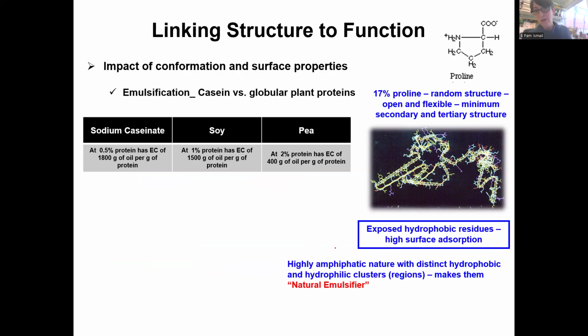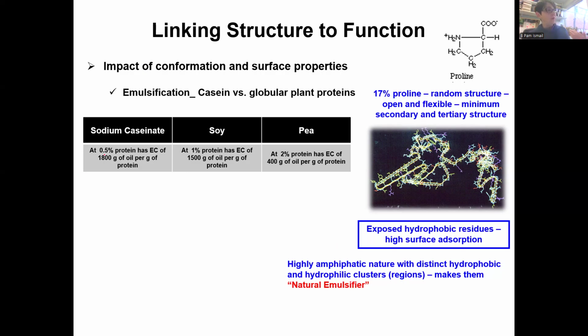Caseinates are open structure proteins. They're very amphiphilic, so they are amphipathic. It means they have clusters of hydrophobicity and clusters of hydrophilicity, which makes them an open structure because of this proline secondary structure breaker. So they don't form globular protein. So they are natural emulsifiers.